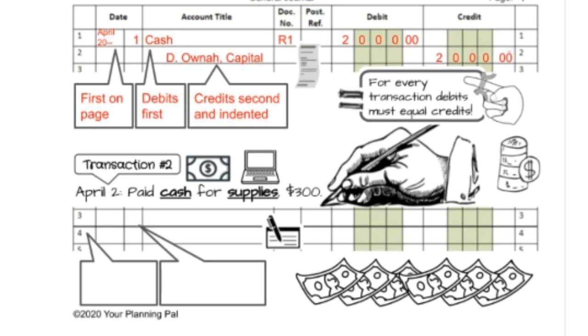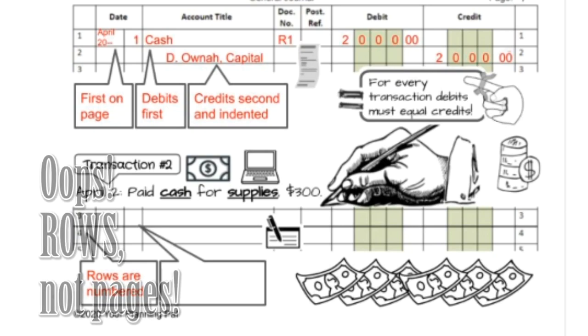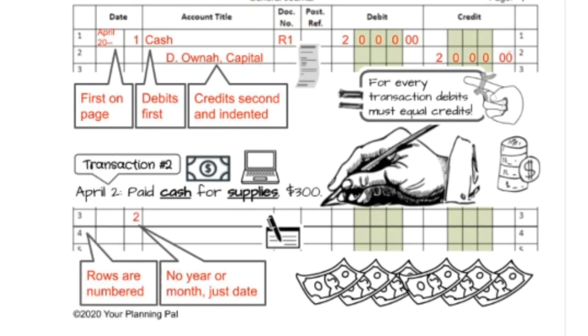Transaction number 2 says on April 2nd, we paid cash for supplies for $300. And you'll notice that those rows are numbered. So the first transaction was on row 1 and 2 of page 1 of the general journal. Now we're on pages 3 and 4. And because it's the second transaction, we only need to include the date, not the year or month. It's understood that it's April, and the year is understood because it's above it.